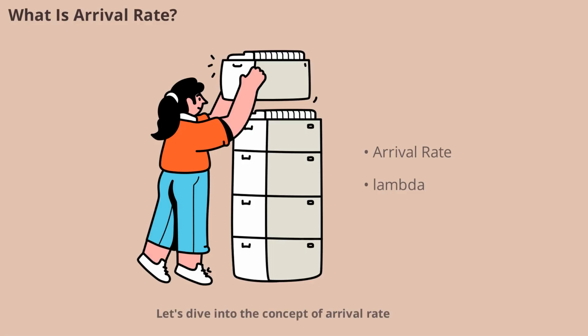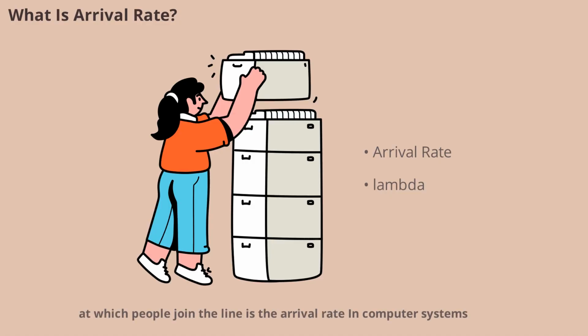Let's dive into the concept of arrival rate. In any system where requests or tasks need to be processed, it's important to know how quickly those requests are coming in. This is what we call the arrival rate, often represented by the Greek letter lambda. Imagine a line forming at a ticket counter. The rate at which people join the line is the arrival rate.